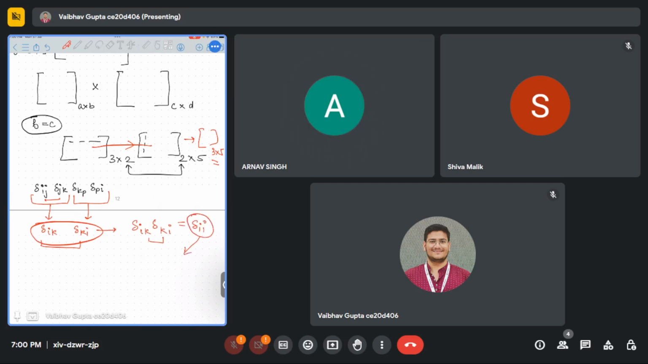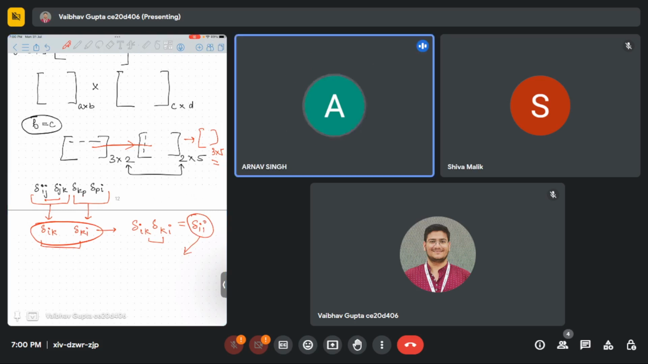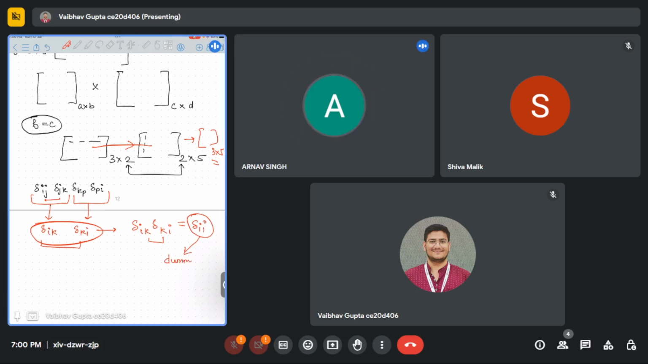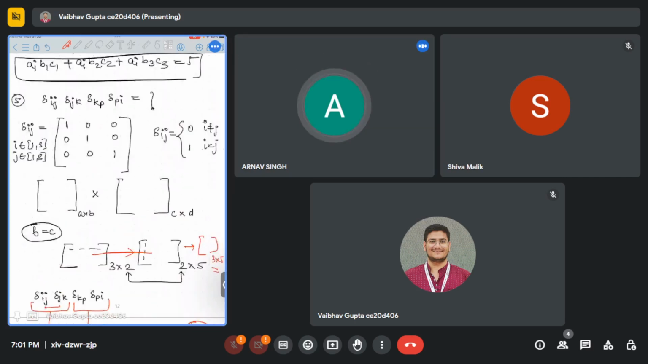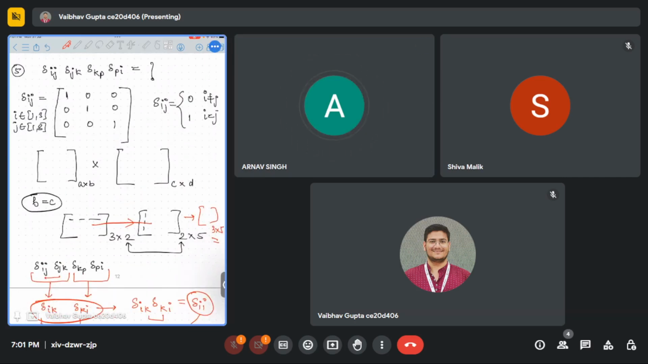Now what is this ii index? It's a dummy index. So what we have to do? We have to sum it 3 times. So what is this? Delta 11 plus delta 22 plus delta 33. And what is the value of delta 11, delta 22, delta 33? Each is 1. So what is the value? 3. So this is the answer. Okay. Got it? Yes, got it.